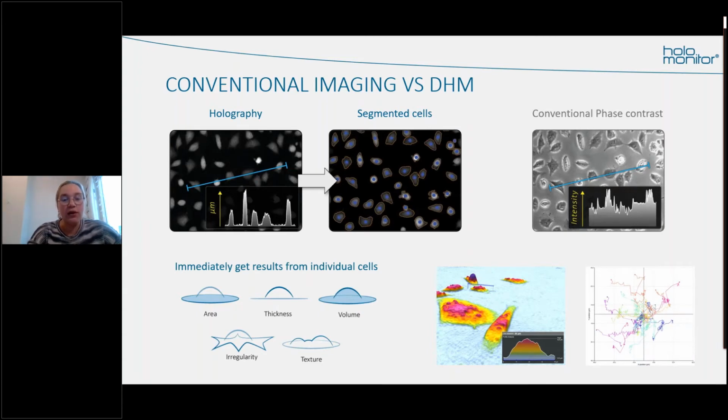And the best thing of all is that this is achieved right inside your cell incubator without the need to add any stains or labels to your cells. In fact, all the colors in the image that you see are added in the software to represent the thickness of the cells.